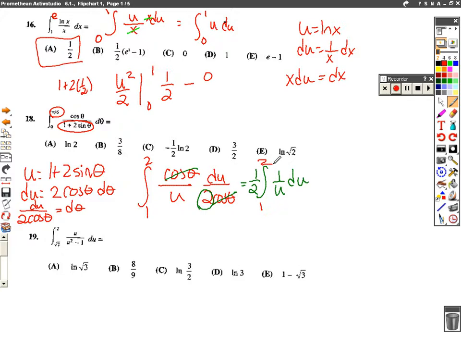Alright, now I'm going to integrate. So I've got 1/2. The integral of 1 over u du is ln of the absolute value of u from 1 to 2. Plug in: we've got 1/2 times ln of 2 minus ln of 1. ln of 2 minus ln of 1 is the same thing as ln of 2 divided by 1.